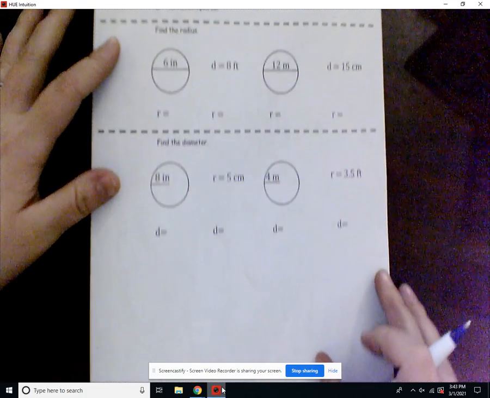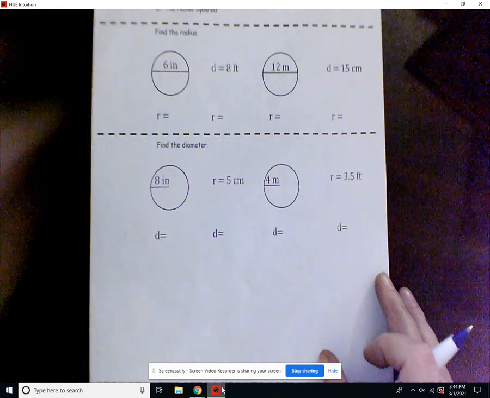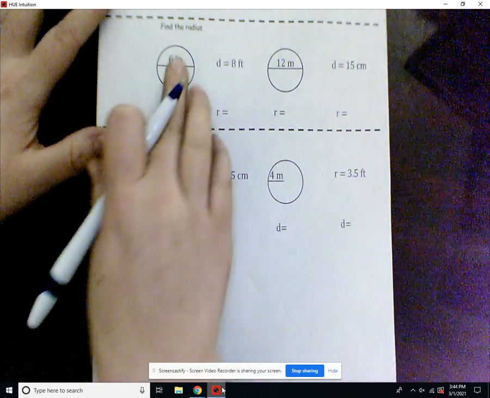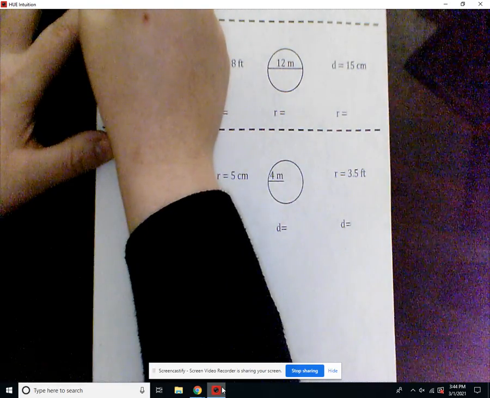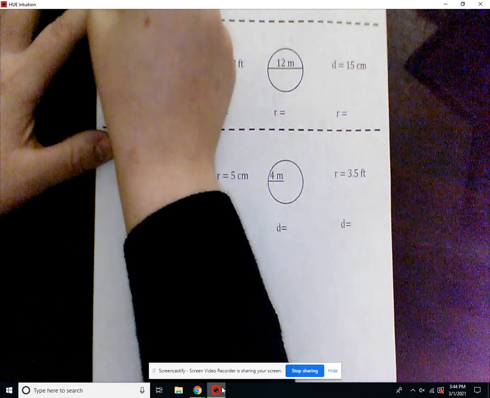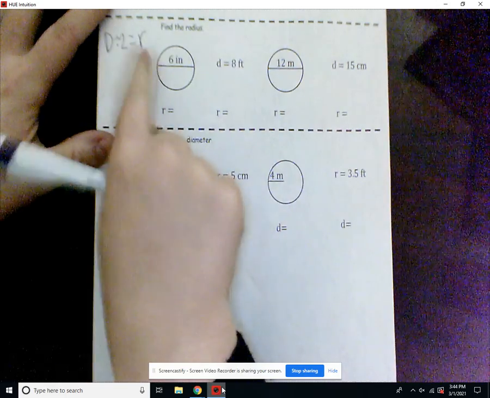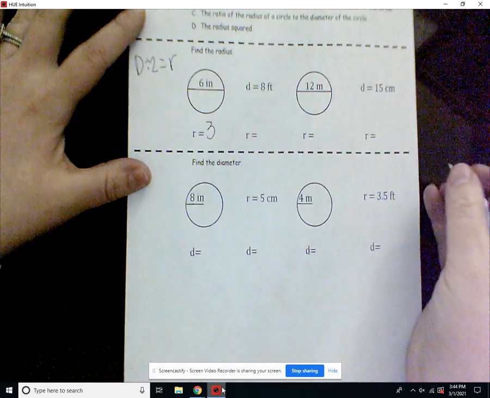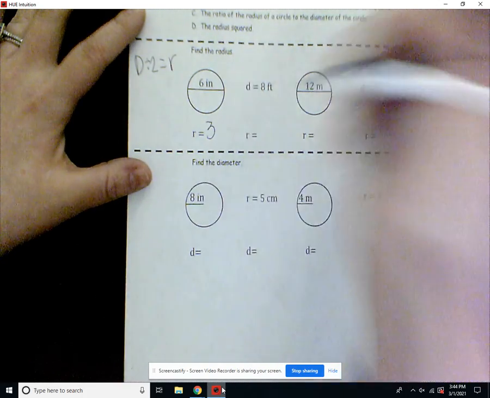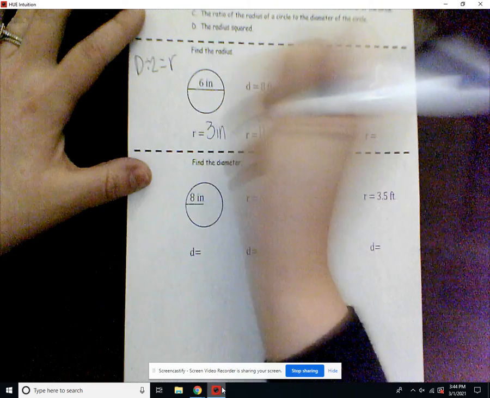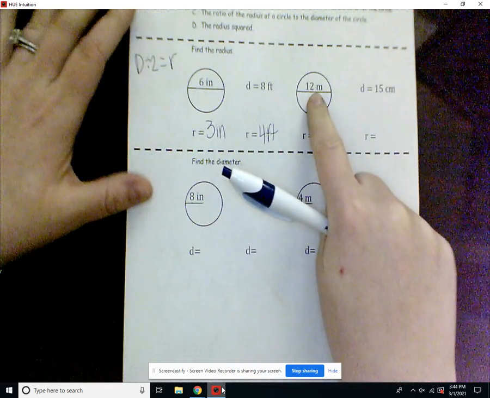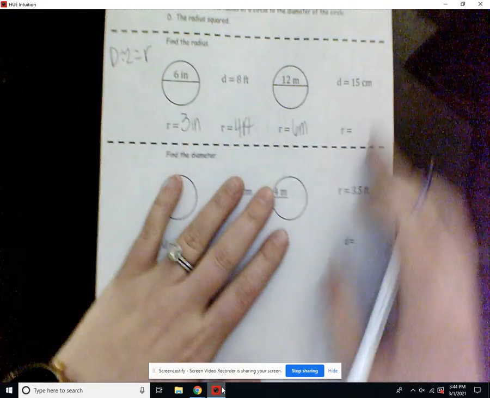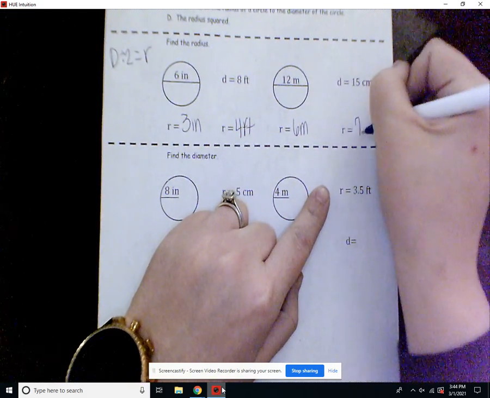Okay, so find the radius. I have a diameter, so I'm going from diameter to radius. Diameter to radius, we're going to divide by 2. So 6 divided by 2 is 3. If my diameter is 8, divide that by 2, which is 4. If my diameter is 12, divide that by 2, which is 6. And if my diameter is 15, cut that in half, that is 7.5.